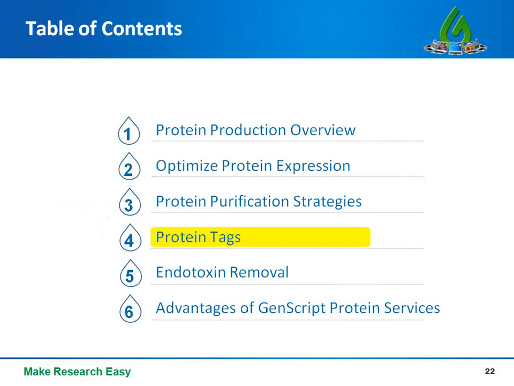Protein tags are probably the most used strategies in protein production. In this section, we will discuss those commonly used protein tags in protein expression and purification.